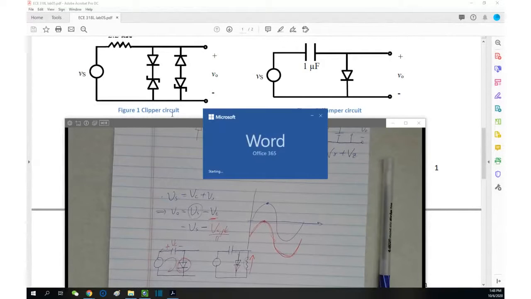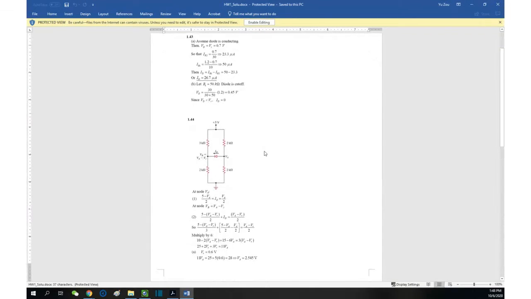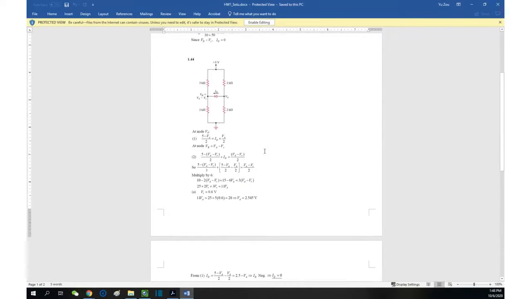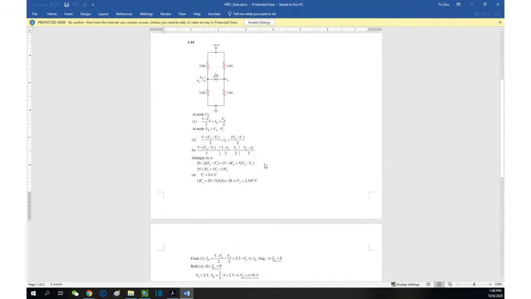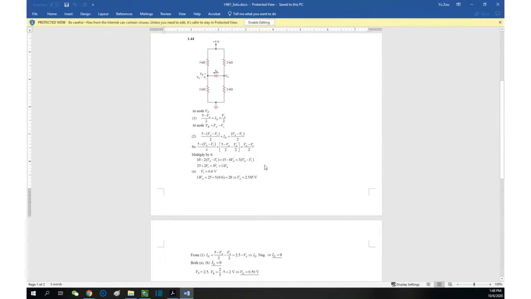Homework 1, what do we have? Here I want to bring up one thing. Look at homework 1.44. If you're looking at the solution here, the solution is directly using the diode model to calculate. This is obviously a DC circuit, since only a DC supply is on top.